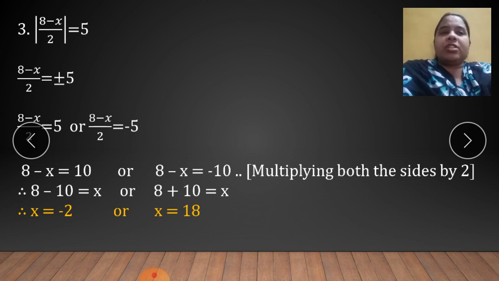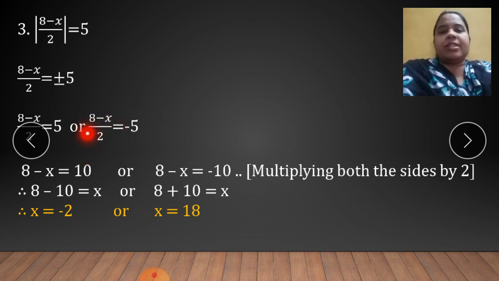What should be my first step? I'll take this number out of the mod sign. Yes, 8 minus x upon 2. But this number will now have two values. Which values? Plus or minus 5. Once it will be plus 5, once it will be minus 5. I hope it is clear.